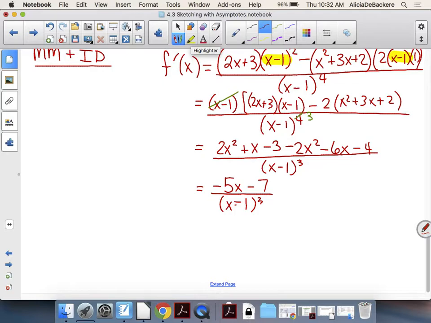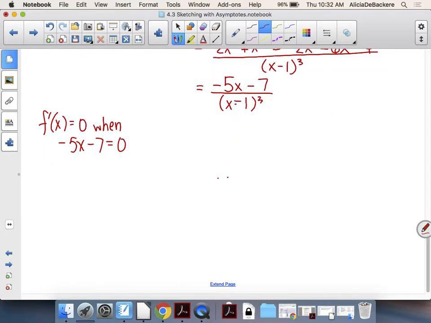Now that I have that, I can figure out where the derivative equals 0 and where it does not exist. So f prime of x equals 0 when just the numerator is equal to 0, so where that equals 0. So then I can rearrange this and solve for x, and I get that x is negative 7/5. I'm also checking for where f prime does not exist. And there I'm just looking for what makes the denominator equal 0. So I can see that that's going to be when x is equal to 1.